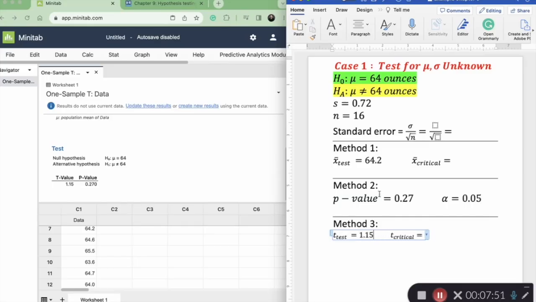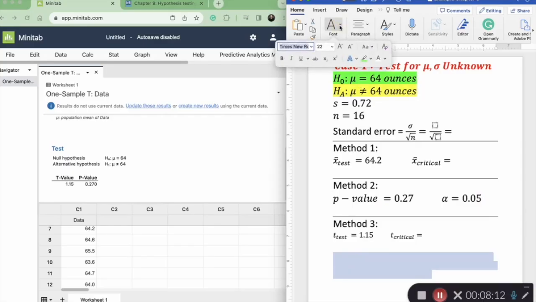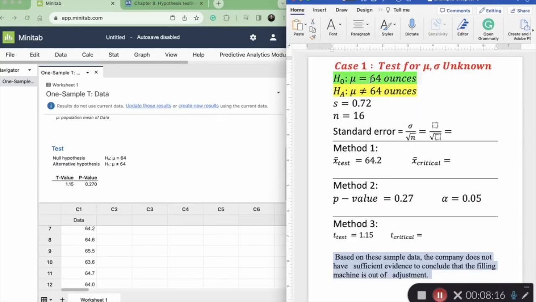Okay. So using the p-value method with alpha, the p-value is greater than alpha. That means the area is greater than alpha, so we fail to reject. We are not in the rejection region. We fail to reject the null hypothesis. So we don't have sufficient evidence to support the alternative hypothesis. We don't have any evidence to support that the machines are out of control or out of adjustment. So we don't have sufficient evidence to support this claim.